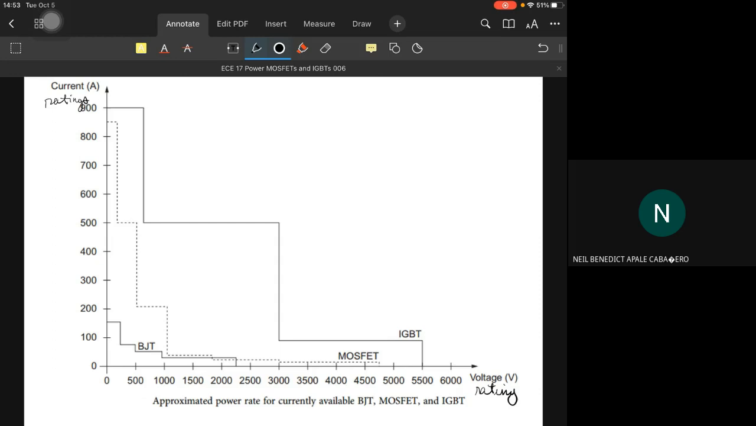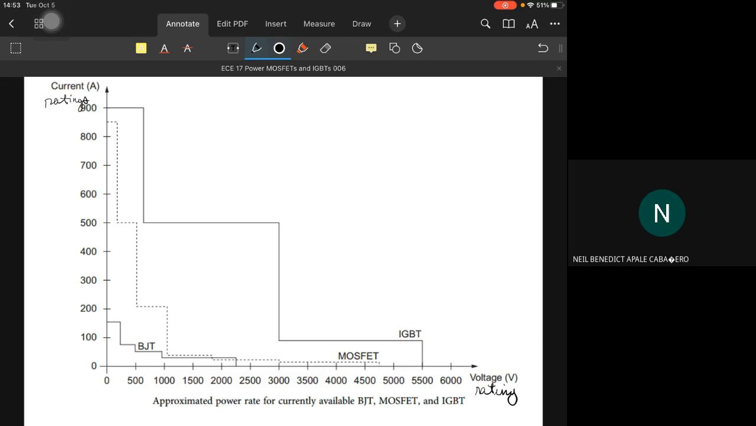MOSFET kay kung switching as compared to the BJT, no, mas paspas MOSFET. So I hope it's apparent, no, or obvious sa ato nga based on yung graph, mas versatile si IGBT. No, mas dako iyahang range of voltages and currents. For example, kanina lang, actually, there's no correct answer, man. No, there's no correct answer. Depende gid sa application nato.